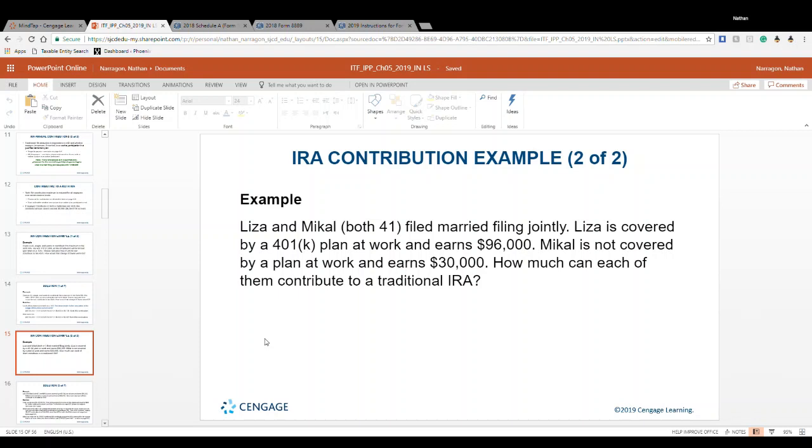Anyway, getting distracted. So Liza and Michael, again, interesting names, are both 41, and they file Maryland filing jointly. Liza is covered by a 401k plan at work, which means she actively participates in one, and earns 96,000. Mikhail is not covered by a plan at work and earns 30,000. How much can each of them contribute to a traditional IRA? Okay, let's see how this goes.